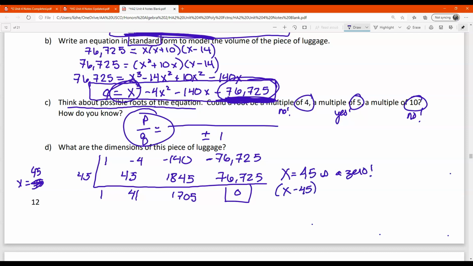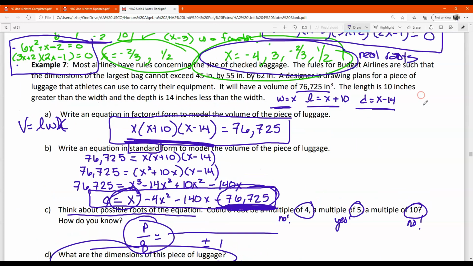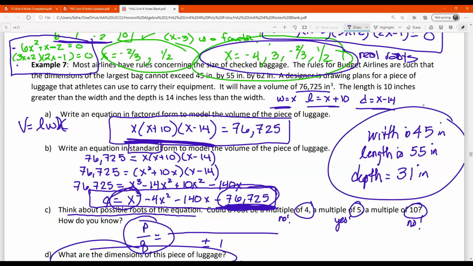X minus 45 is a factor, although that's not really that relevant right now, because the question is, what are the dimensions? So go back up here. Remember, we assigned all our variables. We said the width is x. So therefore, the width is 45. The length, and we're in inches here, is 45 plus 10. So the length is 55 inches. And then we said our depth is x minus 14. So our depth is going to be 31 inches. And there's our dimensions. And there you go.